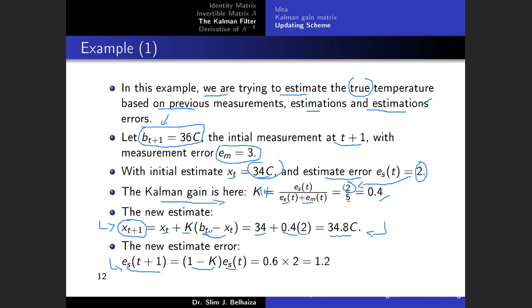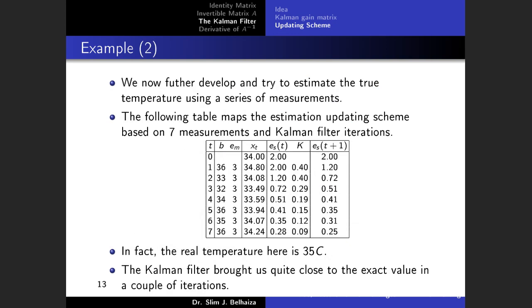Okay, so let's see now we are enlarging the sample we take. So we are taking more measurements. So we now further develop and try to estimate the true temperature using a series of measures. And you see how the learning happens with this table. So in fact, this table maps the estimation updating scheme based on 7 measurements, okay? And 7, of course, Kalman filter iterations. So in our case here, this is at the beginning, before taking any new measurement.